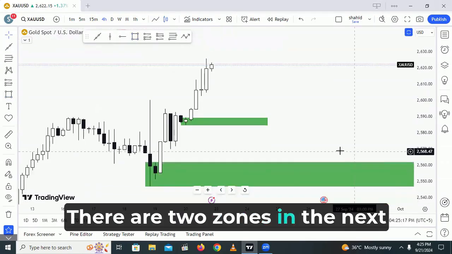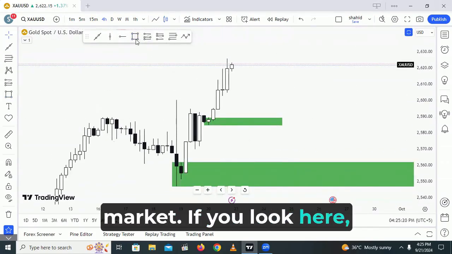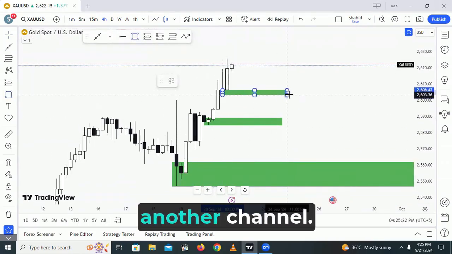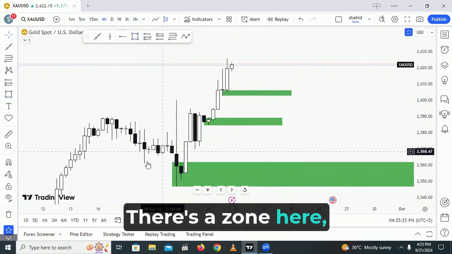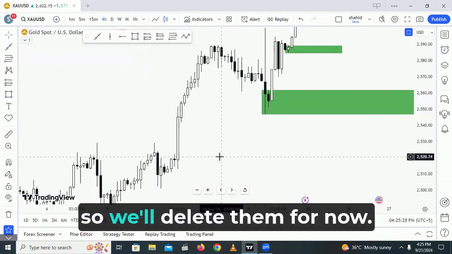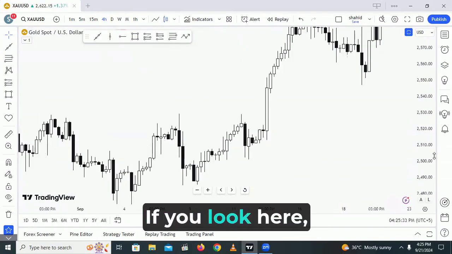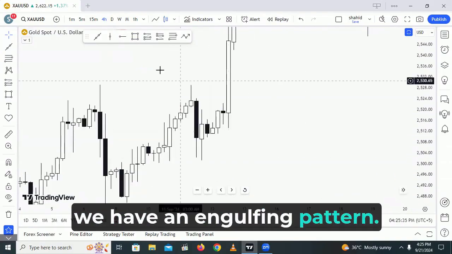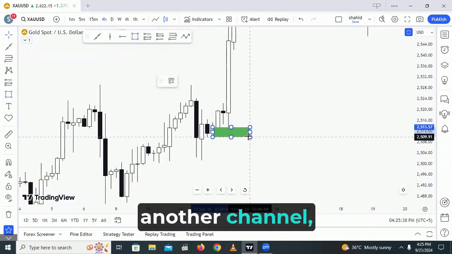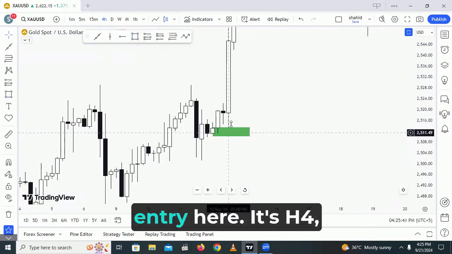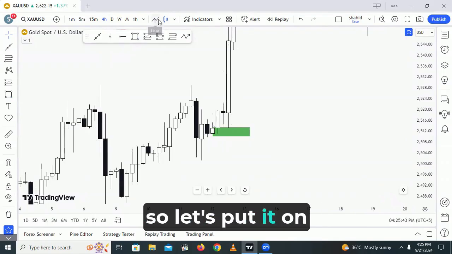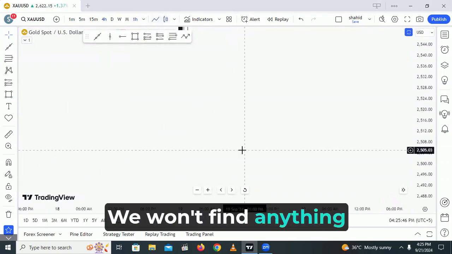There are two zones in the next market. If you look here, this channel has also engulfed another channel. There is a zone here and we're discussing entry. So we'll delete them for now. We need to refine the entries now. If you look here, we have an engulfing pattern. This channel has engulfed another channel. So we needed to make an entry here. It's H4. So let's put it on the land part. We won't find anything on the H1.